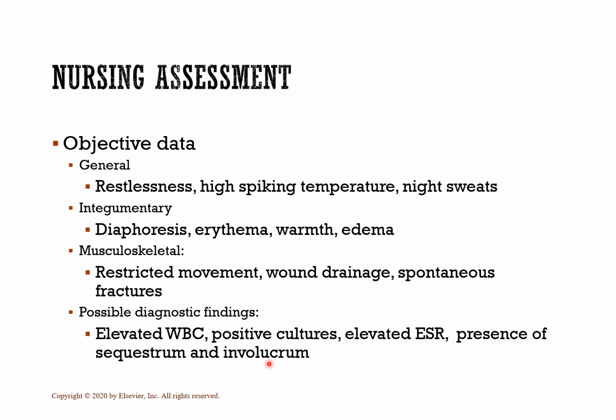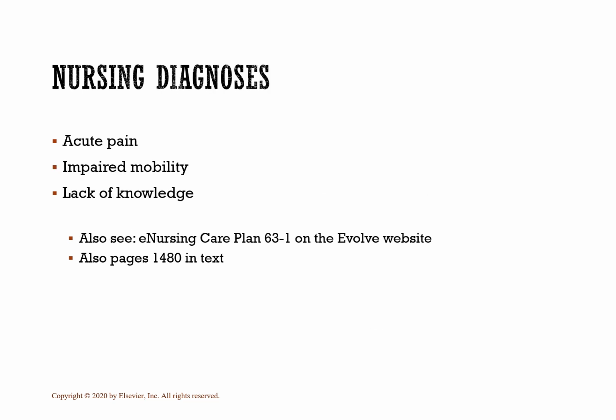And this is not the first time you're coming across the difference between subjective and objective data, but you're making sure that you're looking at everything so that you're managing the patient properly. And then under nursing diagnosis, and trust me, these are going to be very similar across the board under musculoskeletal. So things like acute pain, you're seeing that that's at the top. You're seeing things like impaired mobility, and things like lack of knowledge, right? And then you also have a care plan on page 1480 in your text that you want to be looking at as well.